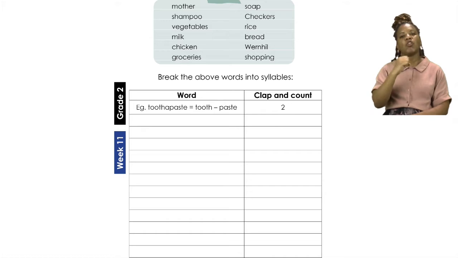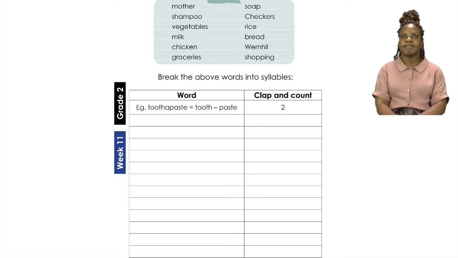We have mother, shampoo, vegetables, milk, chicken, groceries, soap, checkers, rice, bread, Venhill, shopping.